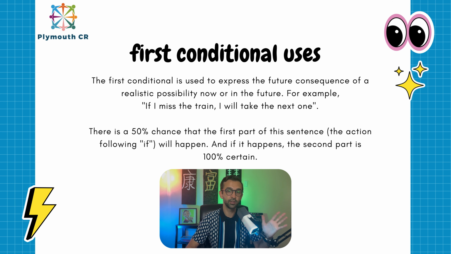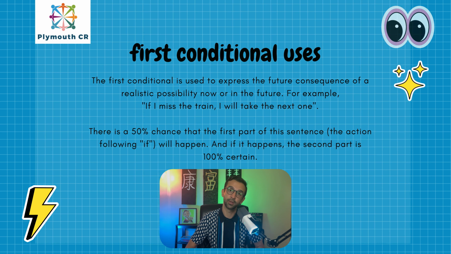Okay, so there is a 50% chance that the first part of the sentence, the action following if, will actually happen. So if that happens, then the second part is 100% certain. Okay, so let's move on to how to form them.